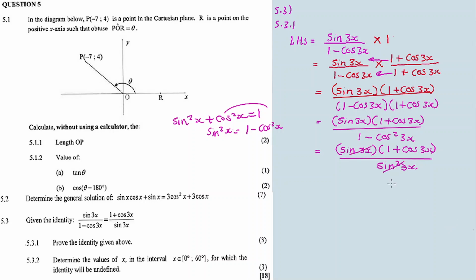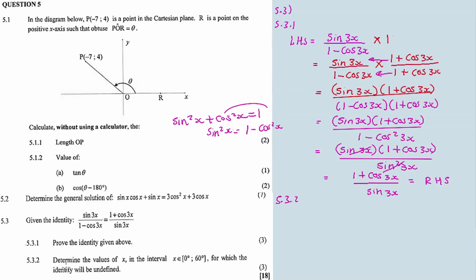And then this sine 3x cancels out with the sine 3x in the denominator, then we are left with 1 plus cos 3x divided by sine x, which is the same as the right hand side.